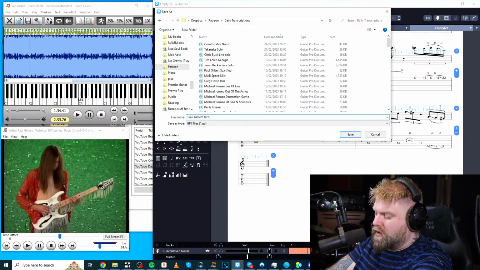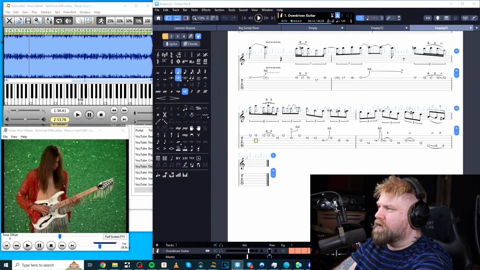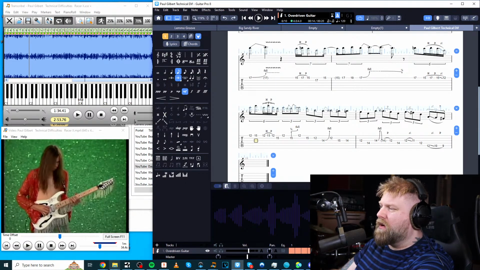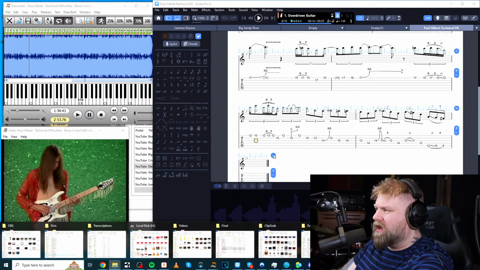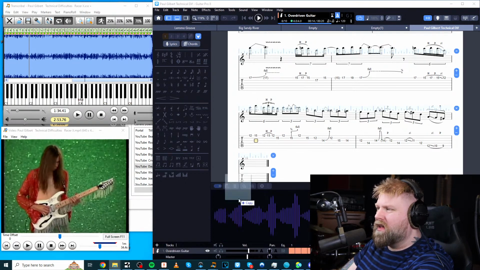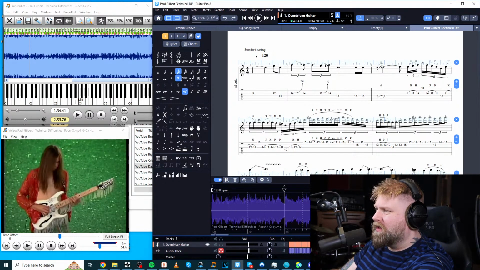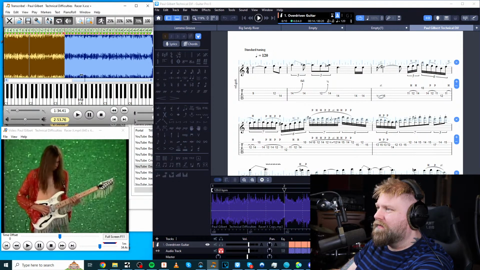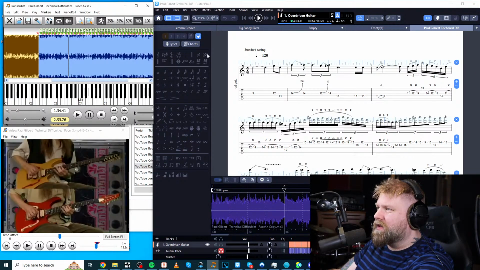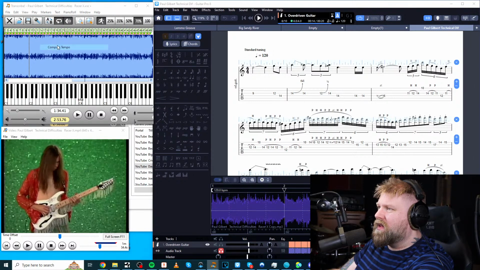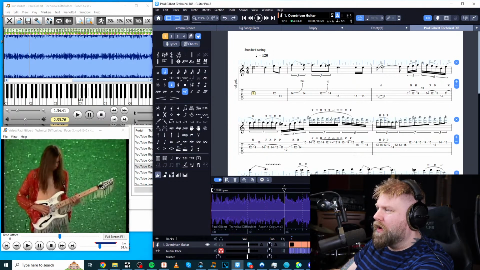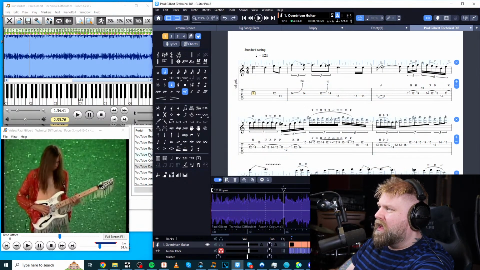Paul Gilbert. Technical diff. Now, clip grab. Now, I'll mute. I'll just play the audio. We'll find the start of the solo. Oh, I need to put the speed in, don't I? Sorry, 2 seconds. 121, but we'll correct that. 121. Okay.